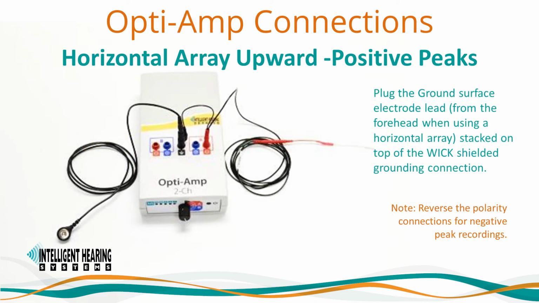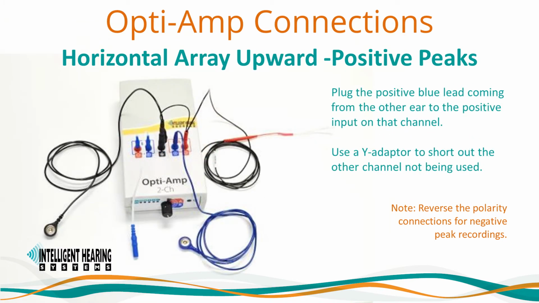The ground surface electrode lead from the forehead, when using a horizontal array, would be stacked on top of the Wick shielded grounding connection. Lastly, the surface mastoid blue snap electrode lead, as shown in the picture, is connected to the positive input on that channel. Use a Y adapter to short out the other channel not being used. If you have another eCoG electrode, such as a Tip-trode or a TM-Wick, in the non-test ear, then that electrode cable would be connected to the positive input of the channel being used for testing.